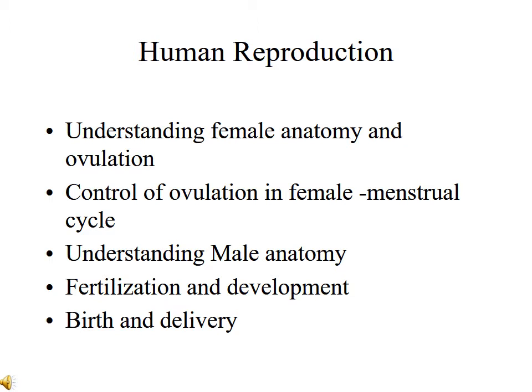Okay, now that we have a reasonable understanding of animal development, let's look at human development. Now, first of all, we need to understand the male and female anatomy, and then we're going to look at how fertilization takes place, and finally we'll touch a little bit on birth and delivery.